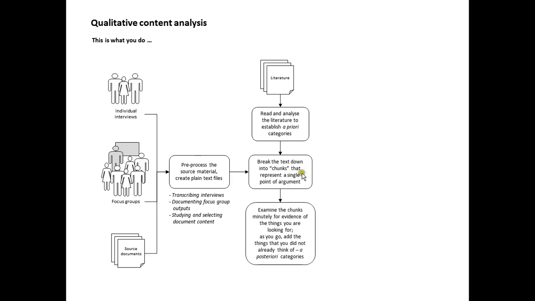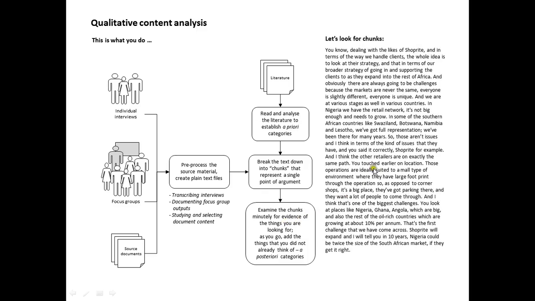The issue is that when you then look at the text, you end up finding all sorts of categories that you hadn't thought of. We call these a posteriori, at least I do, because they happen after the event. So examining the chunks minutely leads to all sorts of stuff you hadn't thought of in the beginning. So what do I mean by chunks? A typical text from an interview might look like this.